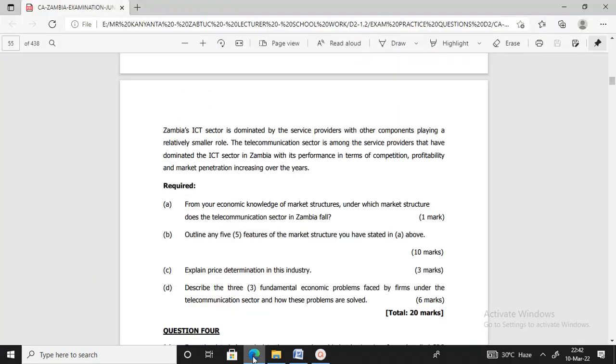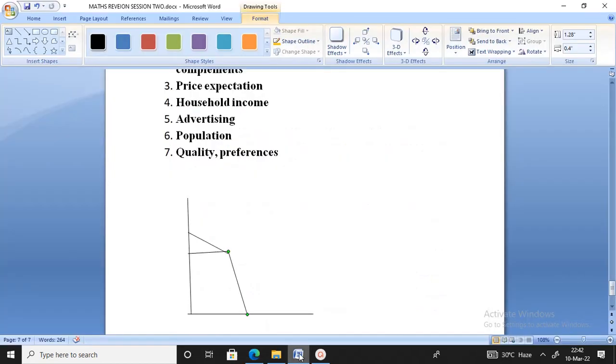All right. Okay, so we have the last one there. Describe the three fundamental economic problems faced by firms in the telecommunication industry. Fundamental economic problems, of course, let's talk about this one.